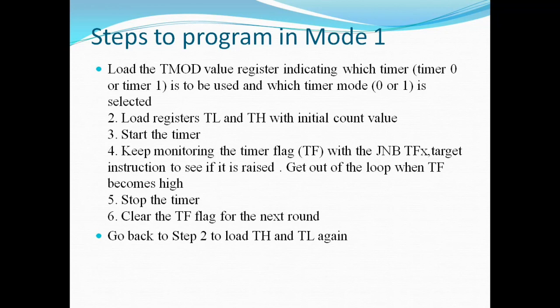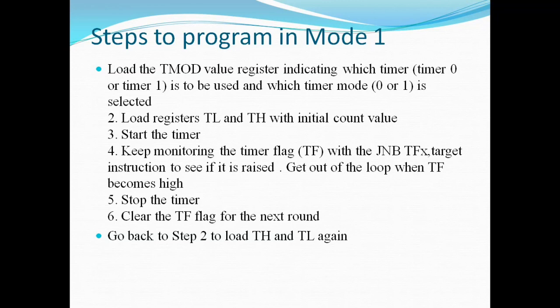Once you load that value, then in the third step you have to start the timer, and once you start, you have to keep monitoring the timer flag with the instruction JNB, and whenever this condition becomes false, it will come out of the loop when TF becomes high, and then finally we have to stop the timer and clear the TF flag for the next round. Now, as it is a 16-bit mode, in this case we have to load TH and TL values into the timer registers again. So we have to bring the control back to step number 2. So these are the simple steps to program the timer in Mode 1.